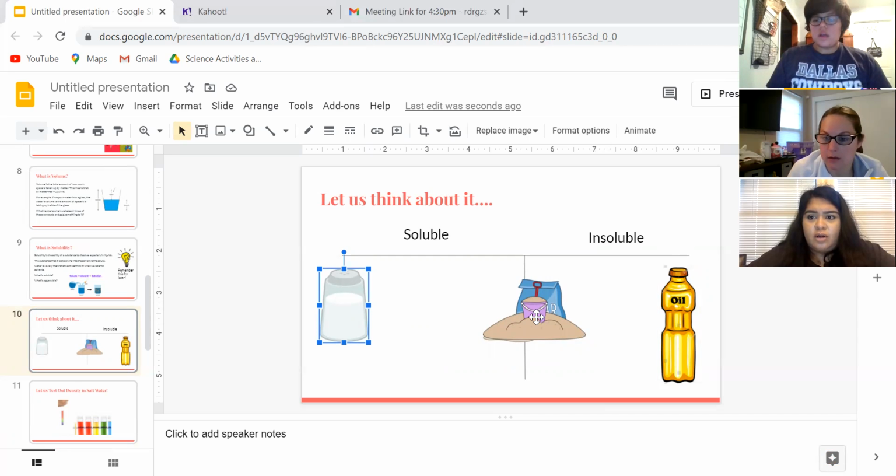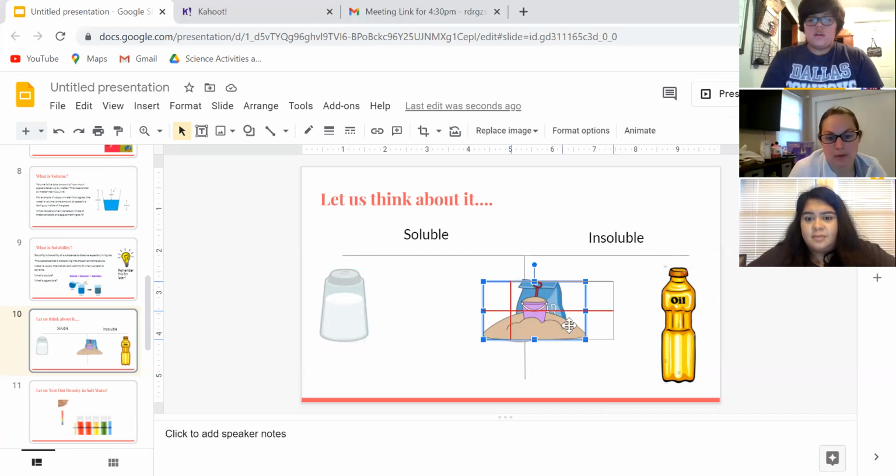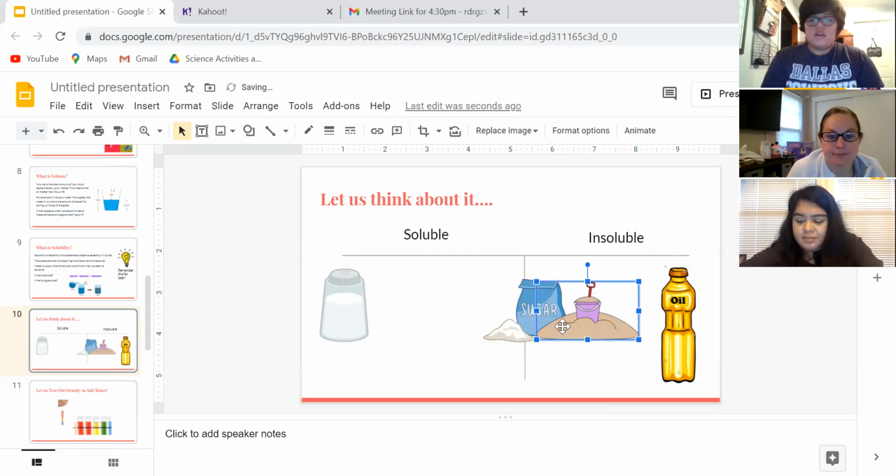Higher, right, because it's heavier, so it's acting downwards on it, and it can't dissolve in the water or any kind of liquid for that matter. So would it be a soluble or an insoluble? Insoluble. Insoluble, right. So we can drag that on to the side.